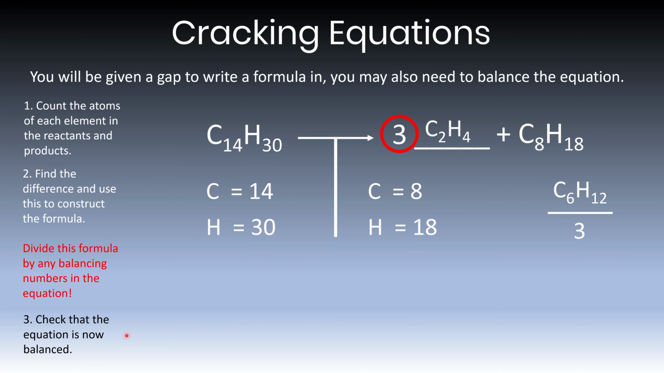So now when I check that this equation is balanced, 3 2's give me 6 carbons, plus the 8 gives me 14. For the hydrogens, 3 4's gives me 12 hydrogens, plus the 18 gives me 30. So that's now balanced as well.